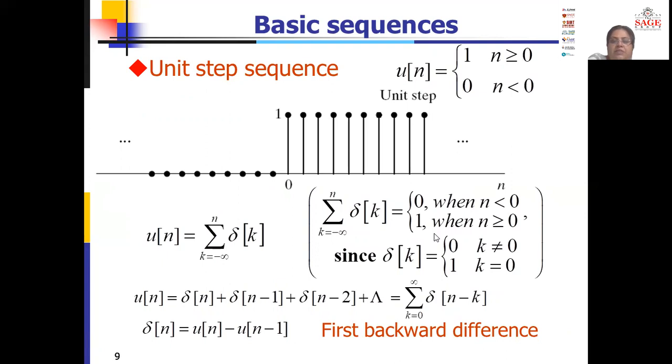Now, the unit step sequence. We know that unit step means its value is 1 for n greater than or equal to 0, and it is 0 for n less than 0. So we have plotted the unit step sequence, which exists for n greater than or equal to 0. Now the unit step can also be represented as the summation of shifted impulses. We know that the impulse is located at 0, so this is delta[n]. Now if we shift the impulse to 1, and perform this operation, when we sum all these shifted impulses, we get a unit step function.